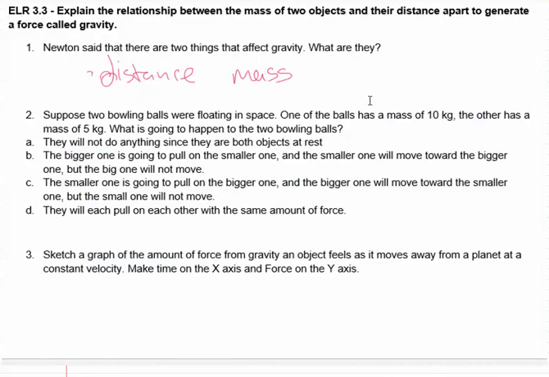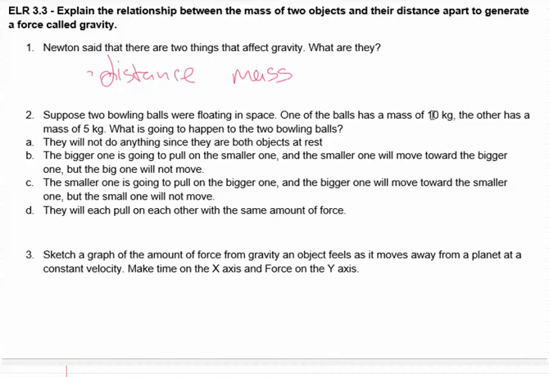So back to the study guide. Number 2, suppose two bowling balls were floating in space, and one of them had a mass of 10 and the other has a mass of 5, and it's asking what's going to happen. The trick here, or maybe the trick, is that a lot of people think, well, because there's a big one, I bet the big one is just going to pull on the little one, and the big one's going to not even feel a thing.